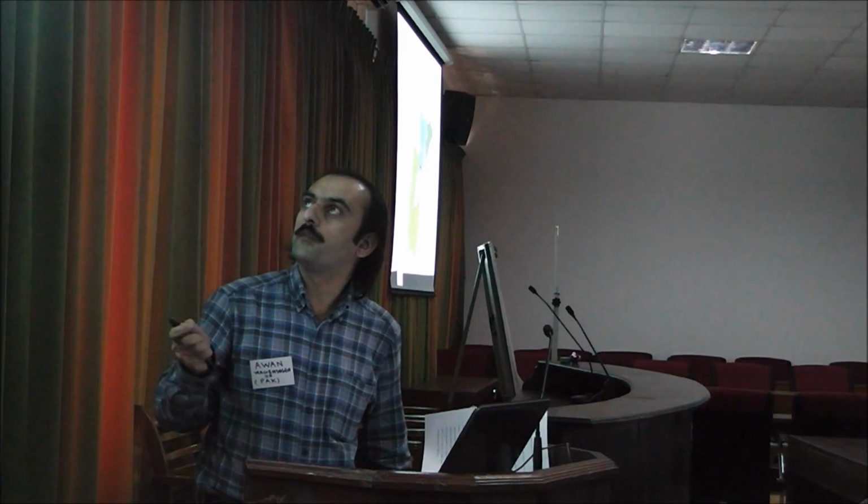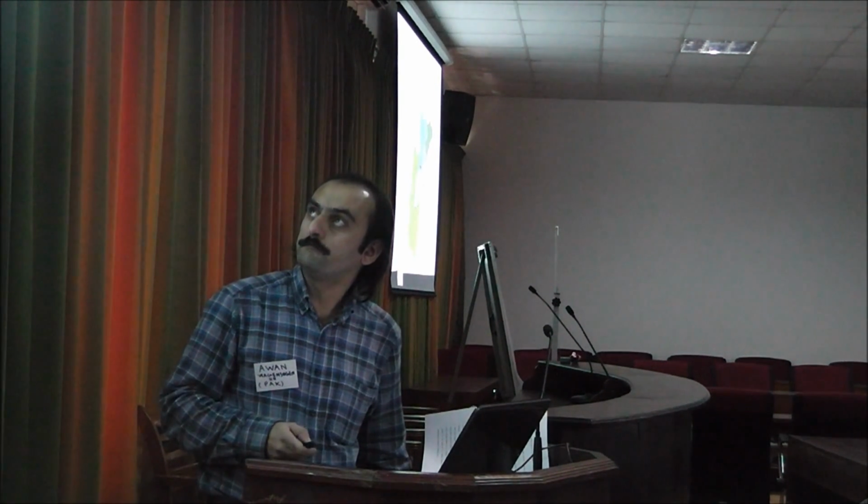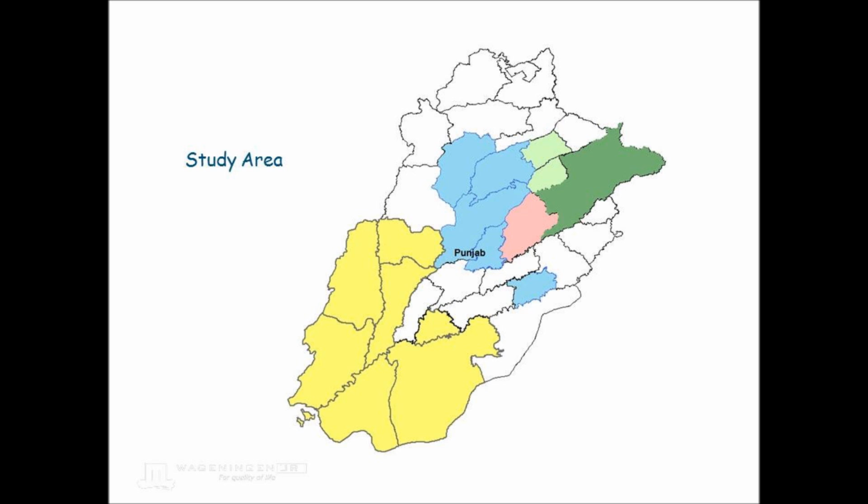I did field experiments in the district Faisalabad, and I did farmer surveys in 3 different cropping systems. The green one is the typical rice field system. The blue color represents the central Punjab with a more mixed cropping system, and below you see the lower Punjab, predominantly the cotton wheat system.